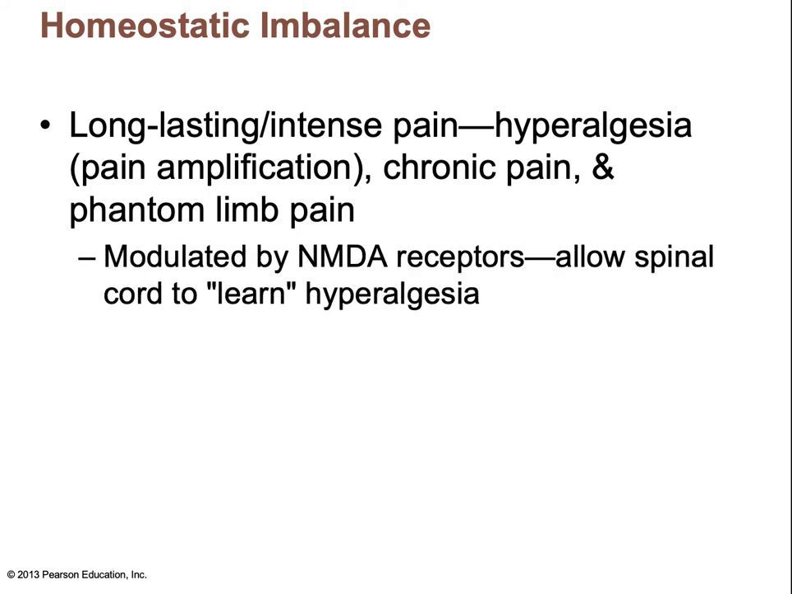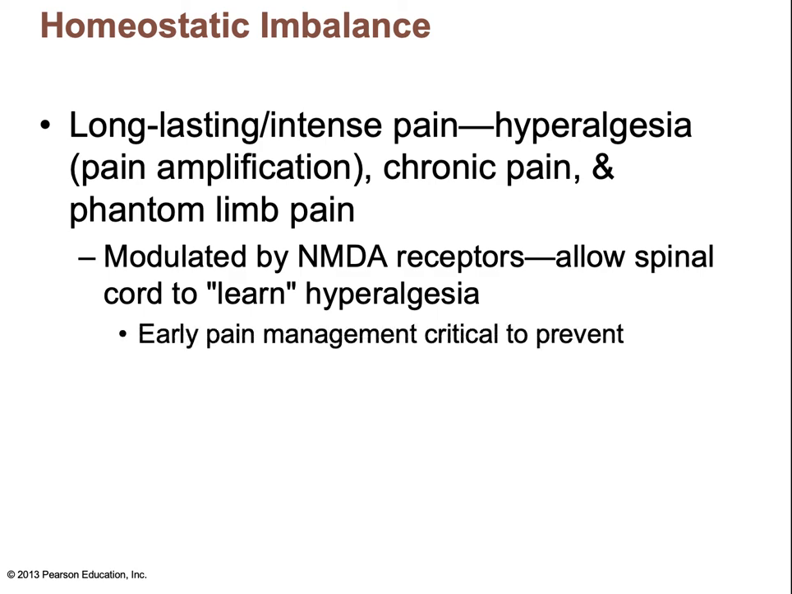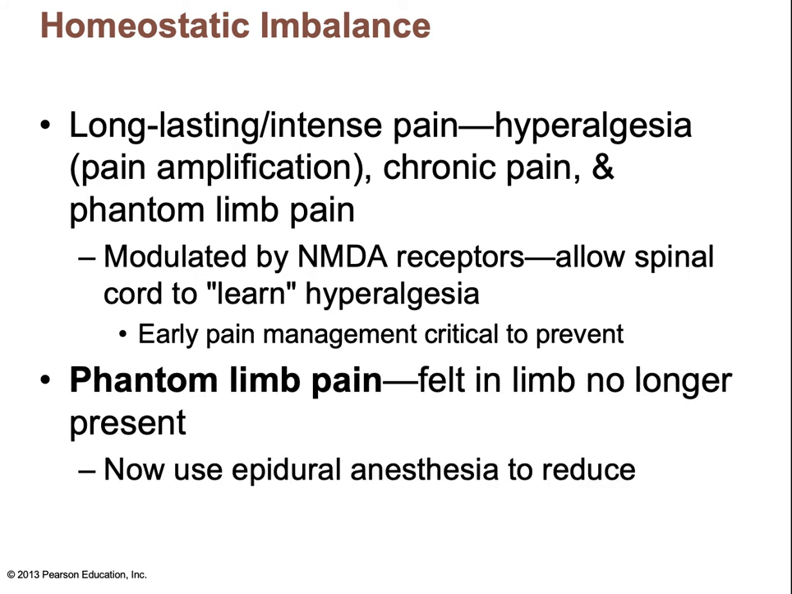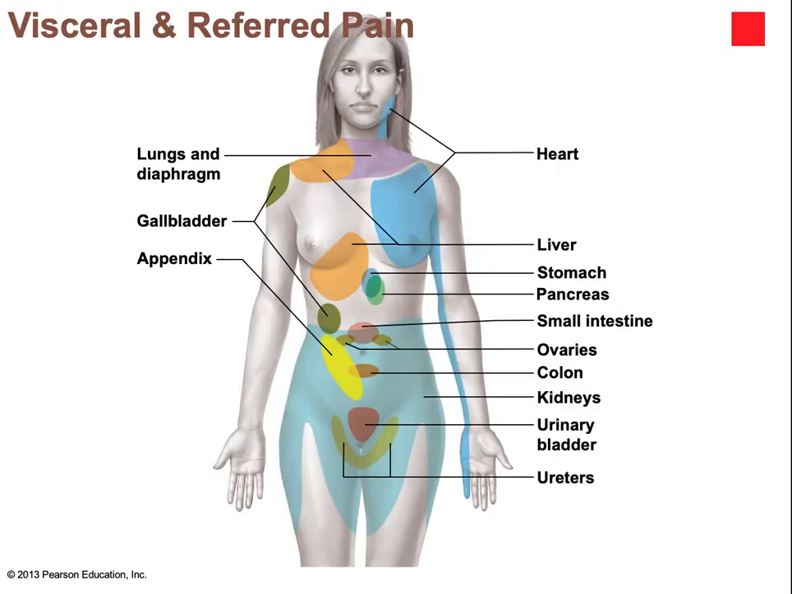Okay, NMDA receptors are the players here, and they allow the spinal cord to learn hyperalgesia so that the pain is magnified in these people. Hyper just means intense or above, and algesia is pain. That's why analgesia is the removal of pain. Analgesics are painkillers. Okay. Early pain management is critical to prevent this. Okay. There's phantom limb pain. We can use epidural anesthesia or TENS units to reduce phantom limb pain, and eventually the sensation will go away.